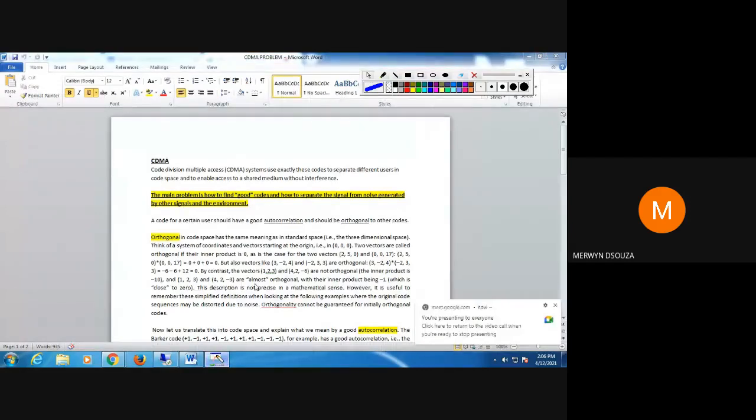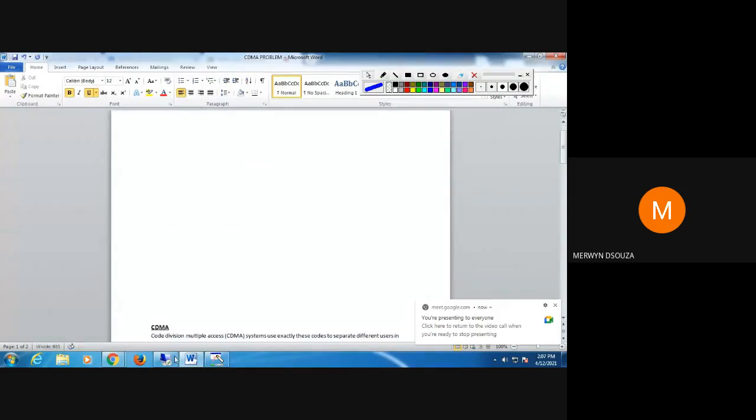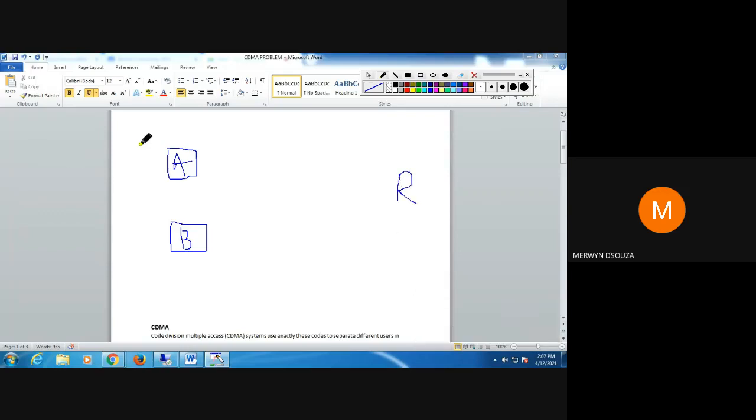So basically what we have is there are some stations. Let me draw it for you. Suppose there is station A, station B, and there's a receiver. So station A and B are the senders. Each station will have a data part and some key to encode the data. Similarly, station B will have a data and a key.